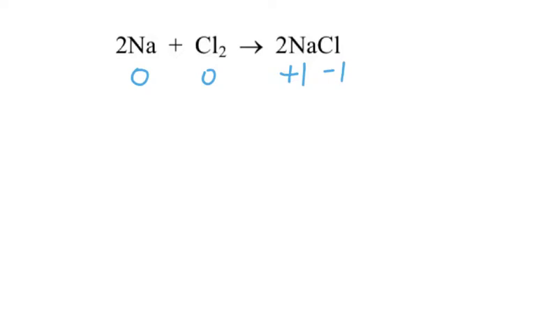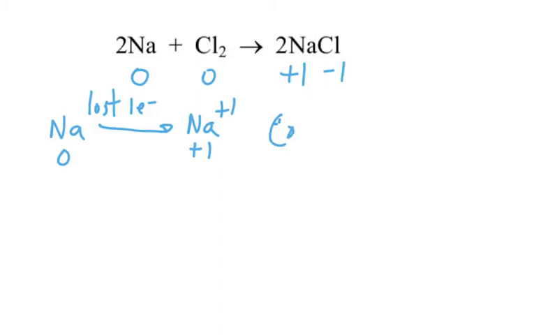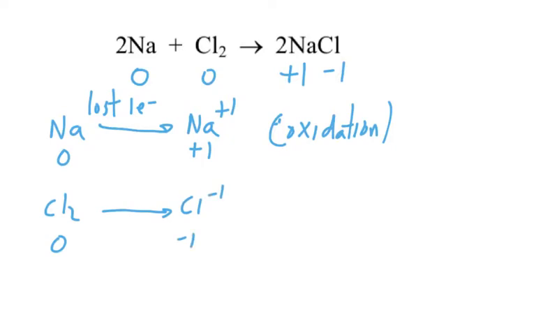I want you to notice that sodium went from being 0 on the left to +1 on the right. He is the one that lost 1 electron. So sodium is the one that underwent oxidation. Sodium got oxidized. He lost an electron. Chlorine went from 0 and it became -1 on the right. So chlorine gained an electron. So since chlorine is gaining, it underwent reduction.